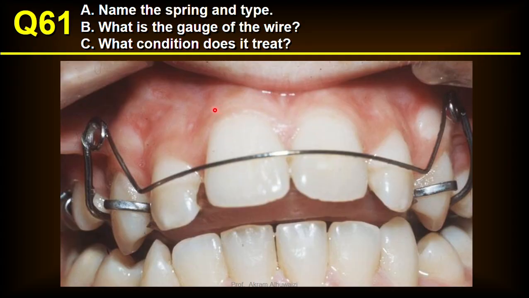Name the spring and the type. It's a Roberts retractor, and it's a sleeve type. The gauge of the wire is 0.5 mm, and the condition that it's used to treat is increased overjet of more than 6 mm.